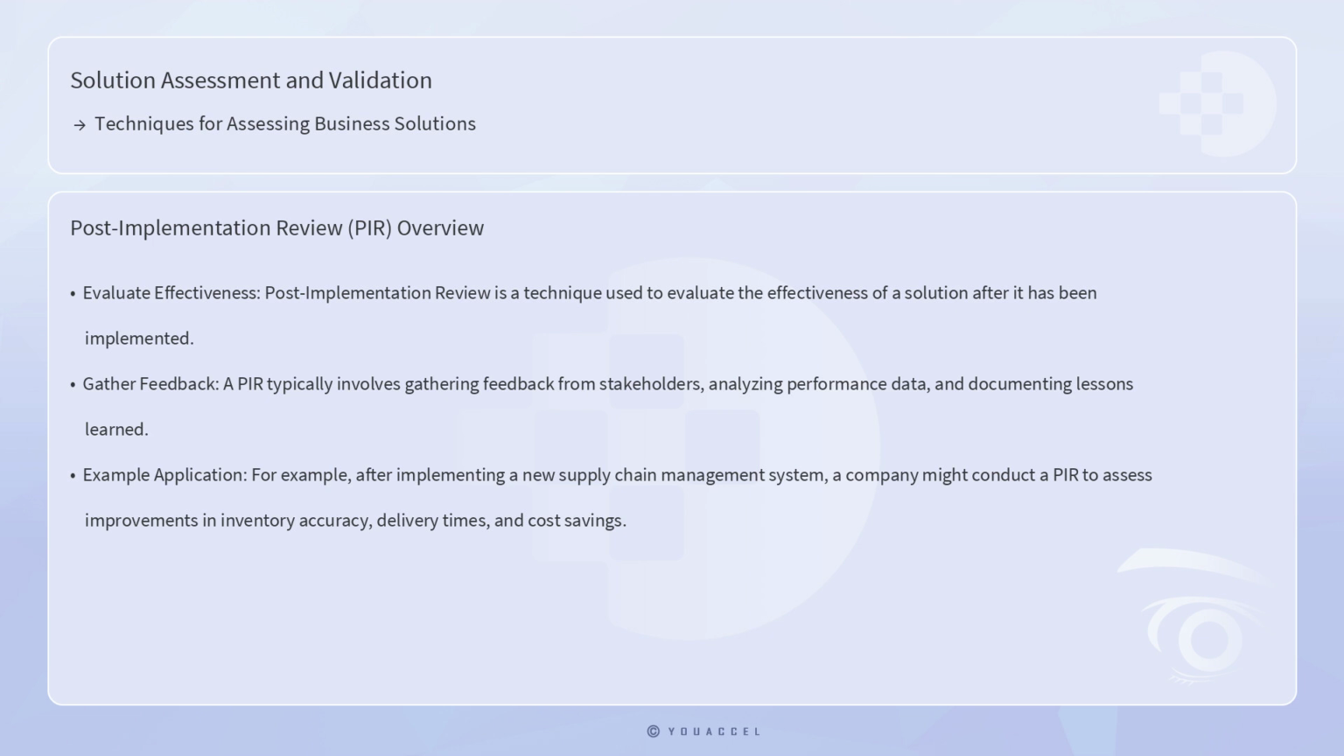For example, after implementing a new supply chain management system, a company might conduct a PIR to assess improvements in inventory accuracy, delivery times, and cost savings. By reflecting on the implementation process and outcomes, the company can identify best practices and areas for improvement, enhancing its ability to successfully execute future projects.